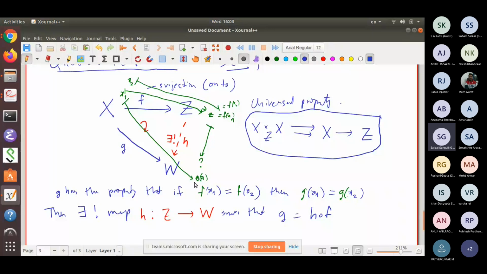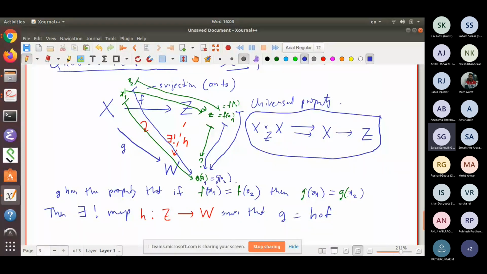Yeah. So you see, both these x1 and x2 have the same image, and my condition is that G has a property: if 2 points go to the same point here, then they better go to the same point there. And because of this property, fx1 and fx2 go to the same point because x1 and x2 must go to the same point gx, which is gx1 equal to gx2.